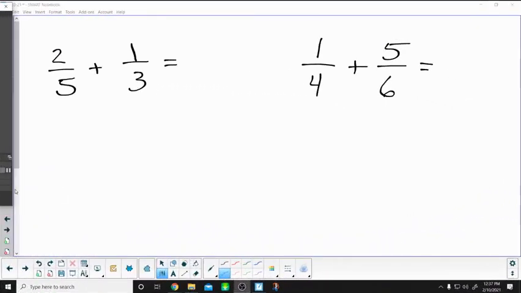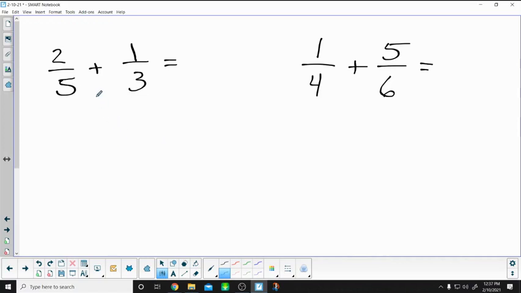In this video, we're going to add fractions with uncommon denominators. If you look at the denominators here, you can see that they're not equal. 5 is on the left here, 3 is on the right there. 4 is on the left here, and 6 is on the right there, so they're not equal, so therefore we say they're uncommon. And in order to add fractions, we need to have common denominators.